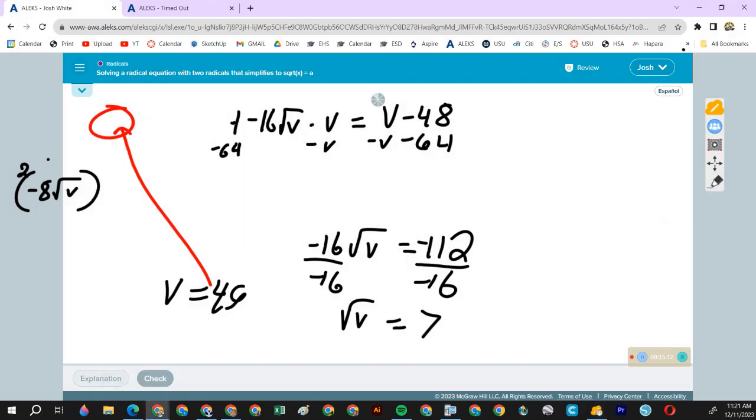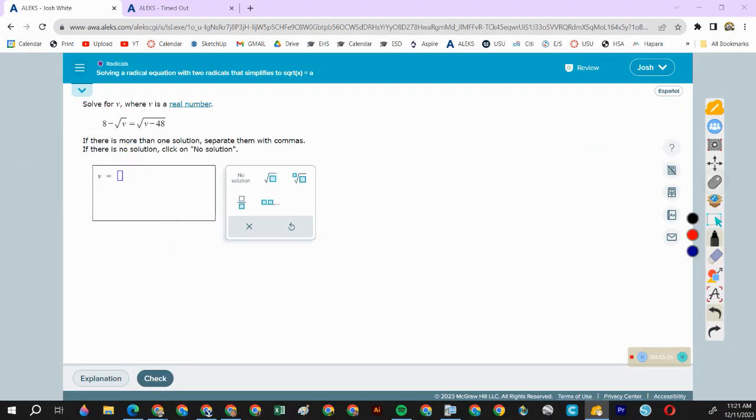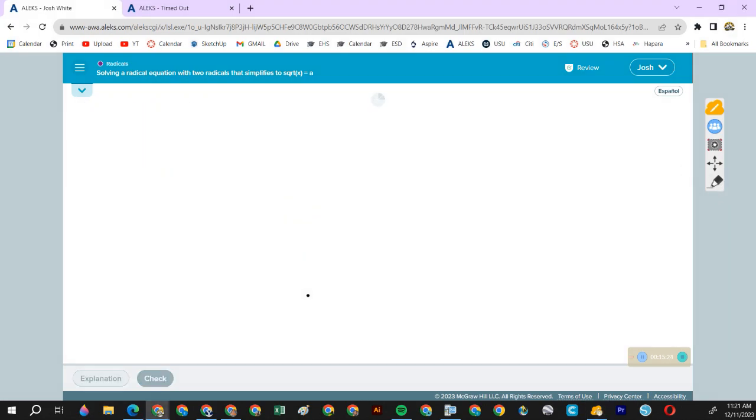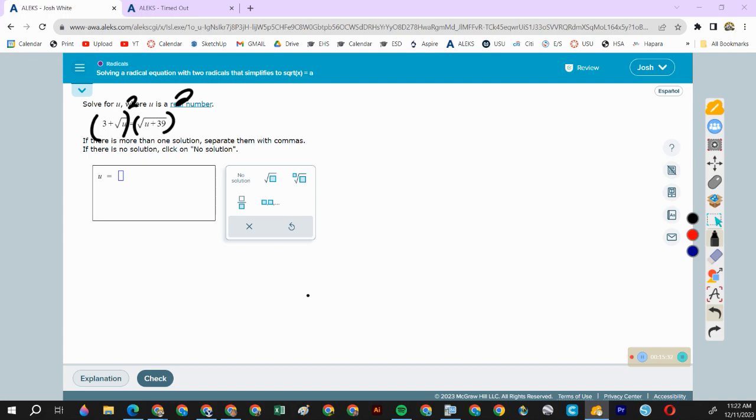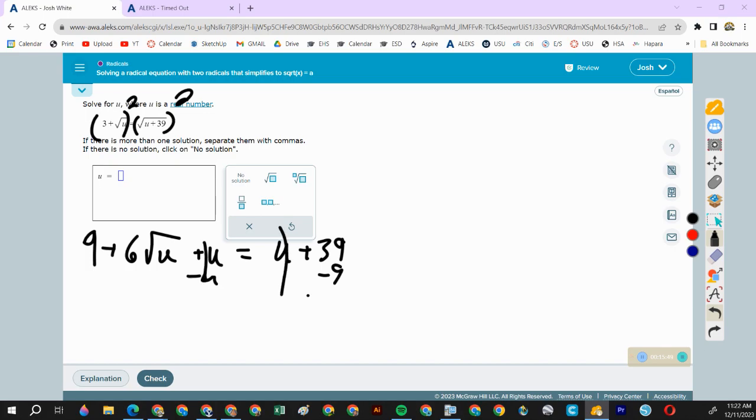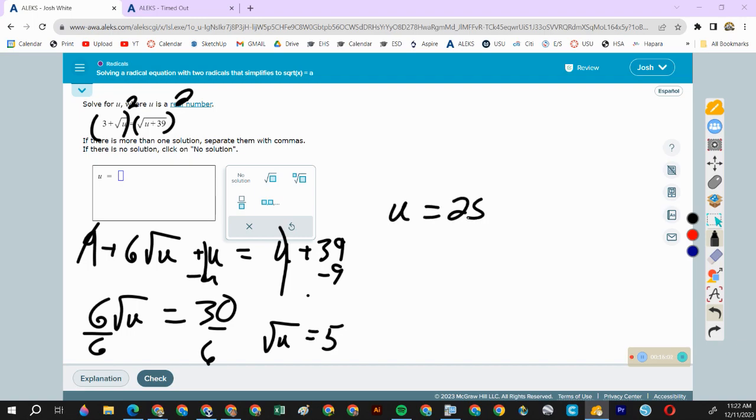Okay, let's do one more of those. Is that the same problem? Okay. Square both sides. So 9 plus 6 root u plus u equals u plus 39. So we subtract 9 and subtract u. 6 root u equals 30. Divide by 6. Root u equals 5. So u is 25. We go back up. If I plug 25 in there, am I okay? Yeah. So that's it. Get to work.